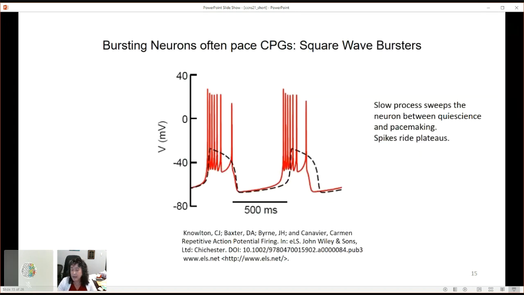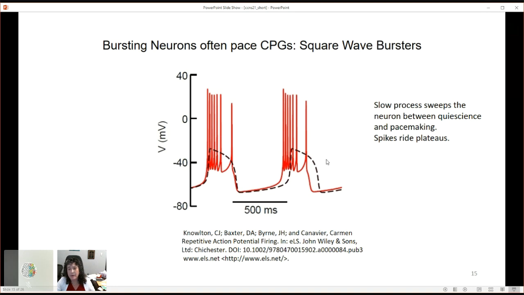All right. So in the little time remaining, I'm going to talk about a different kind of pacemaker: bursting neuron pacemakers. Bursting neurons often pace central pattern generators, for example, in respiration and locomotion. And often, in addition to the two processes that you need for spiking, the fast autocatalytic process, like a sodium channel, and the recovery process, like a potassium channel or inactivation of sodium, you need a third process that's going to sweep you slowly through the repetitive firing and the quiescent phases.